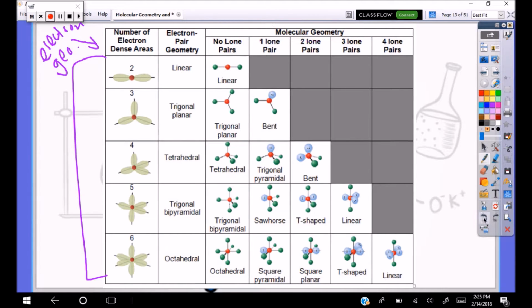Okay, so I would definitely write this down. I would make some flashcards. I would even draw some pictures, memorize it however you need to memorize it. You should know all of these shapes. Okay, it will save you a load of time.